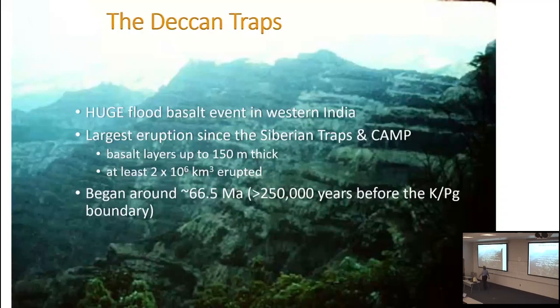Now, the Deccan Traps don't erupt exactly at the boundary. They erupt more than 250,000 years, but not that much more than 250,000 years before the boundary. Somewhere between 500,000 and 250,000 years before the boundary event. We know that because we can date these. First of all, they're igneous rocks, so we can get radiometric dates. Second of all, we can use geomagnetic markers.